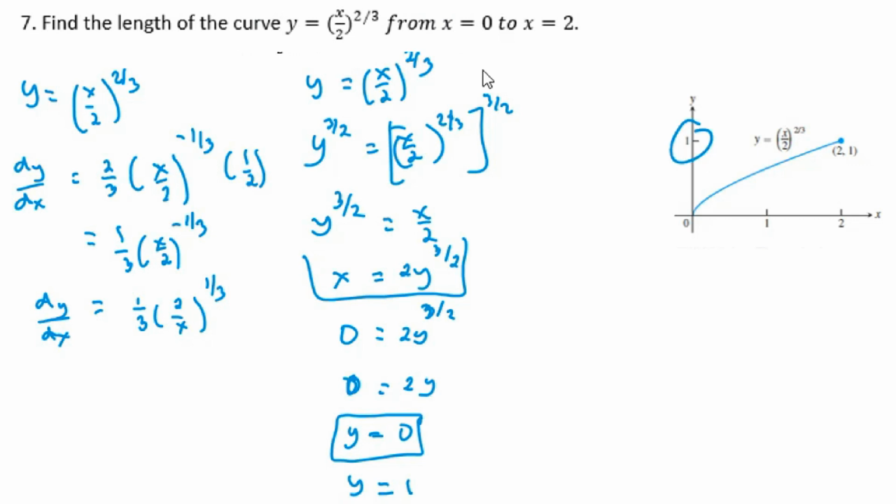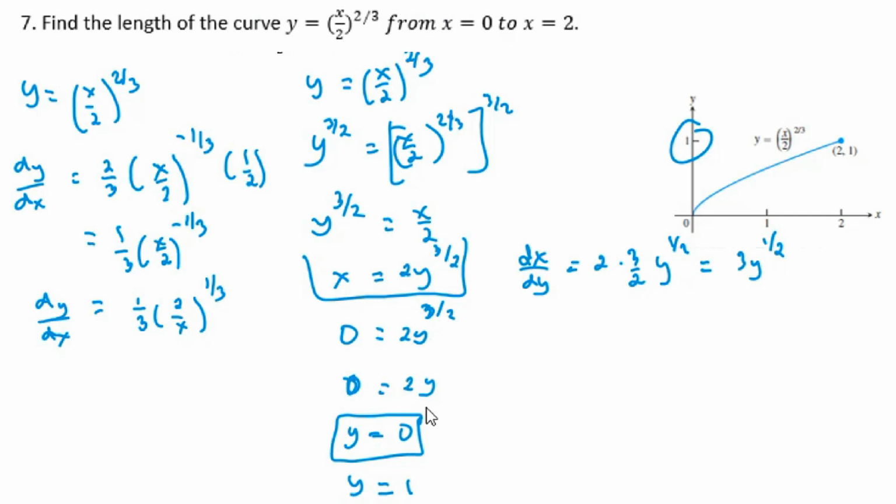After knowing the interval, we still need to find the derivative of x equals 2y to the power of 3/2. The derivative becomes dx over dy equals 2 times 3/2 of y to the power of 1/2. Simplifying that, this becomes 3y to the power of 1/2. So that is now the value of dx over dy.